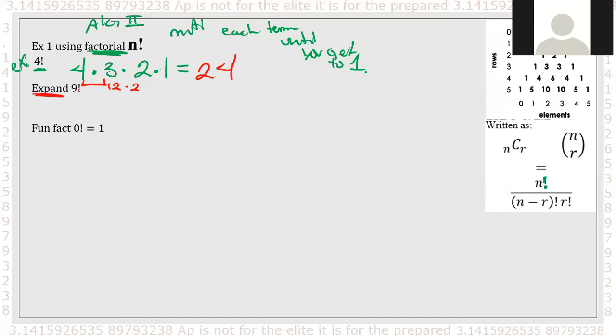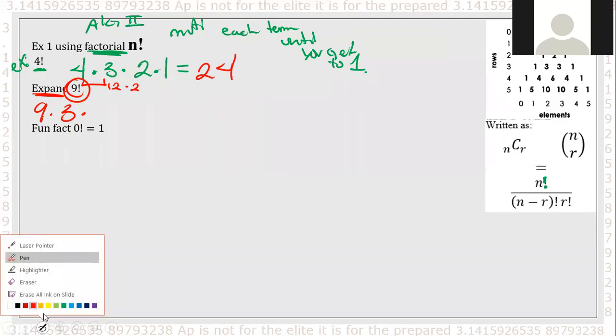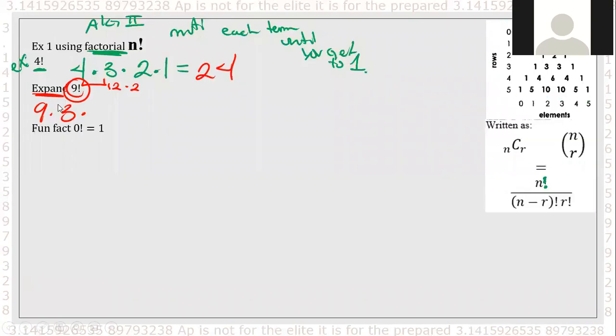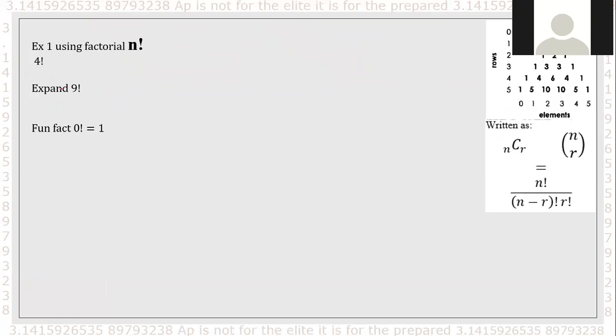So for the next one, let's go ahead and expand 9 factorial. That is 9 times 8 times 7 times 6 times 5 times 4 times 3 times 2 times 1. That is what 9 factorial would look like, right? Each term until you get to 1.